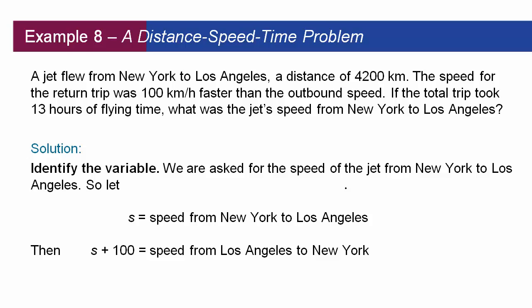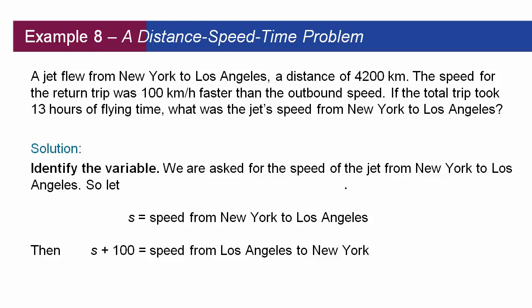A jet flew from New York to Los Angeles, a distance of 4,200 kilometers. The speed for the return trip was 100 kilometers faster than the outbound speed. If the total trip took 13 hours of flying time, what was the jet speed from New York to Los Angeles? All right, so we read it all the way through. We identified what type of question it is. It's definitely a distance equals rate times time question because it's talking about distances, rates, and times.